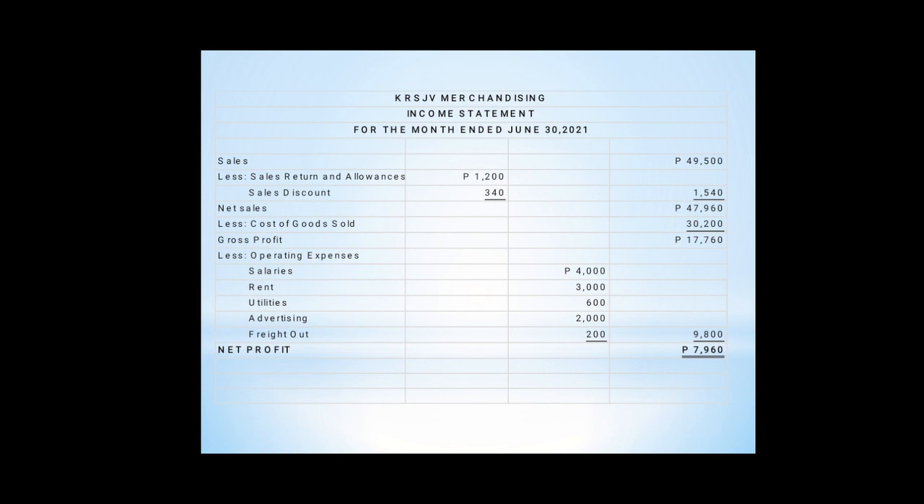So, the formula: sales 49,500 less sales returns and allowances and sales discounts. So, the total is 1,540. So, net sales is 47,960. Less cost of goods sold 30,200. So the gross profit is 17,760. Less all operating expenses with a total of 9,800. So the net profit is 7,960.